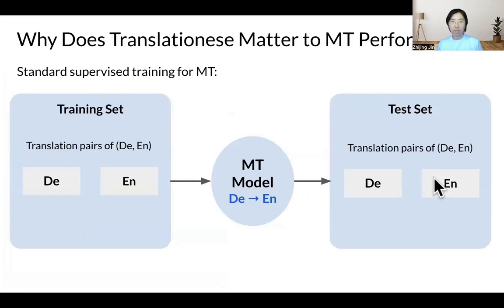Why does translationese matter to MT performance? A standard supervised training setting for MT is that we have a training set including translation pairs of the 2 languages. We feed it to a model. Throughout the slides, we will use the German to English translation model. We feed it to a model, train it, and then test the model on translation pairs of the same language.